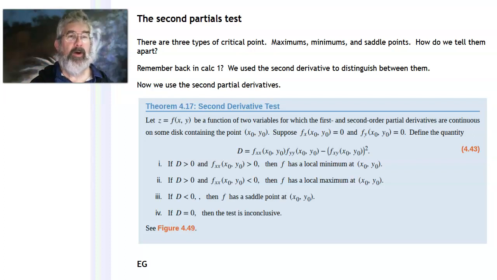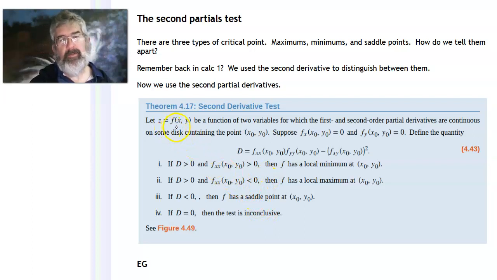So we're going to do a similar thing here, but there's more than one second derivative now, because you've got the second partial derivatives with xx or xy or yx or yy, and how's that all going to be put together? Well, here's what we're going to do.